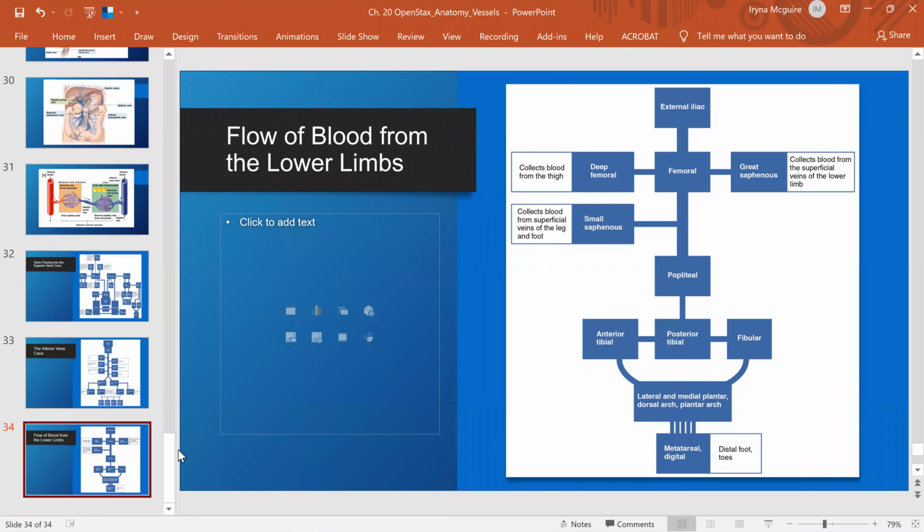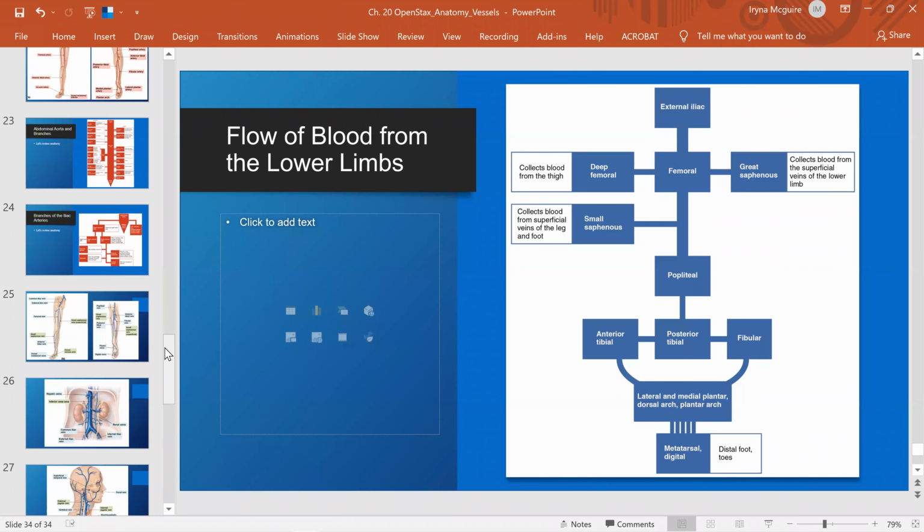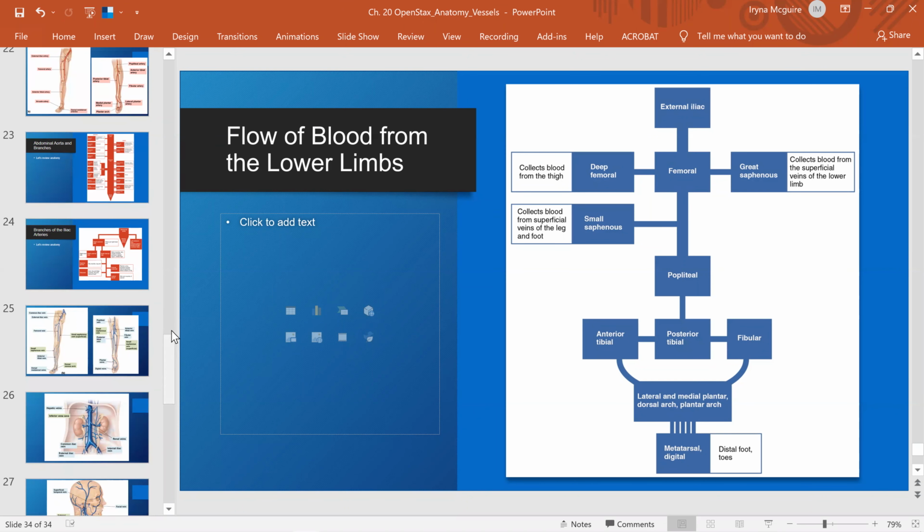Right, and this was the last slide. Yeah, it's a lot to study about blood vessels. We really cover only major ones, right?